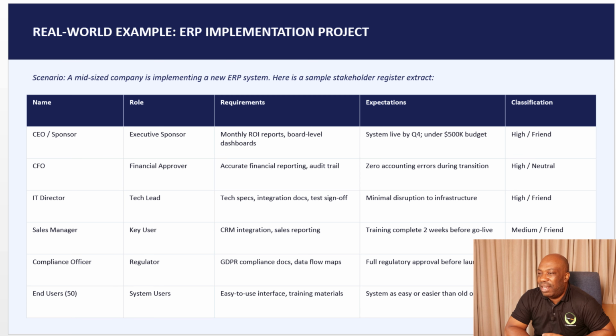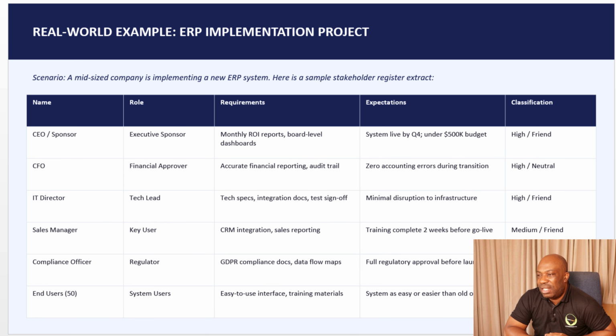Then you also have the IT director, some want to call it ICT director, and their role is the tech lead. Their requirements are technical specs, integration documents, and test sign-offs. Then the expectation is minimum disruption to infrastructure, which means they don't want your project to affect the current infrastructure. And in most cases, they are also friendly.